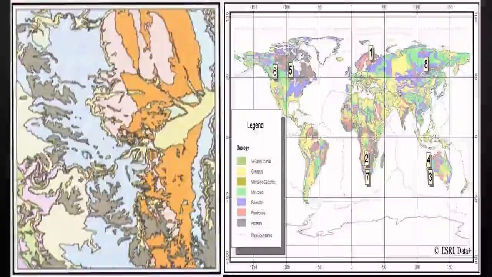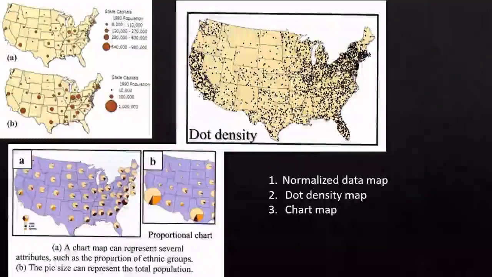Okay, you can see this map. So this, you can see different colors. Okay. So based upon the types of geological condition, or depending upon the rocks, different colors are given for different types of rocks, and it has been numbered also. So that numbered map, we call it a normalized data map. Now this is the second type of map. So we call this a dot density map.